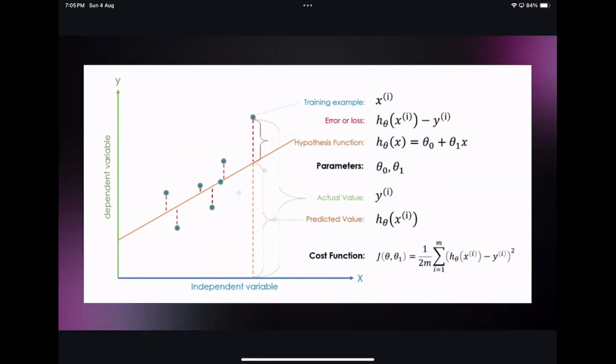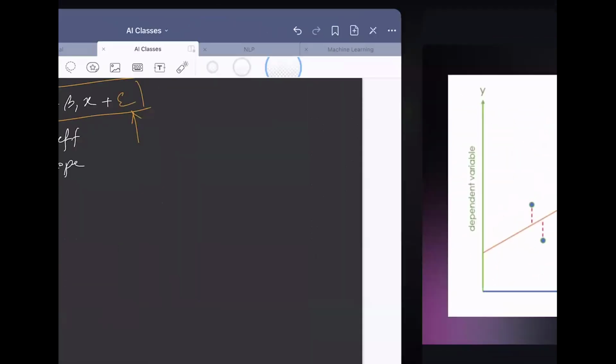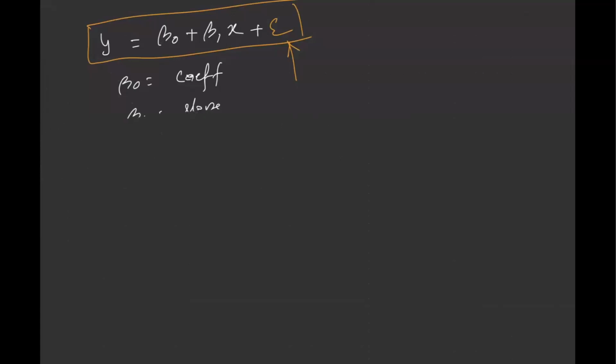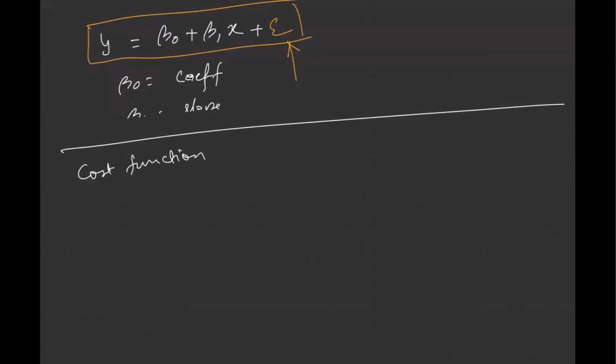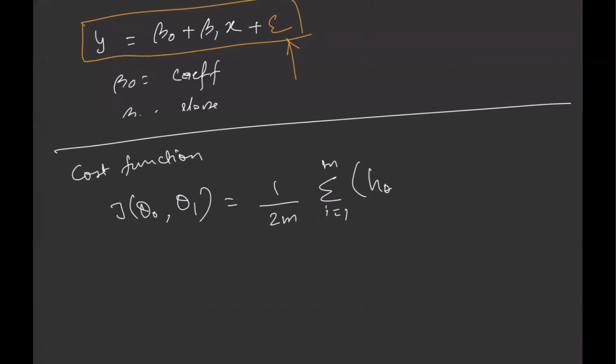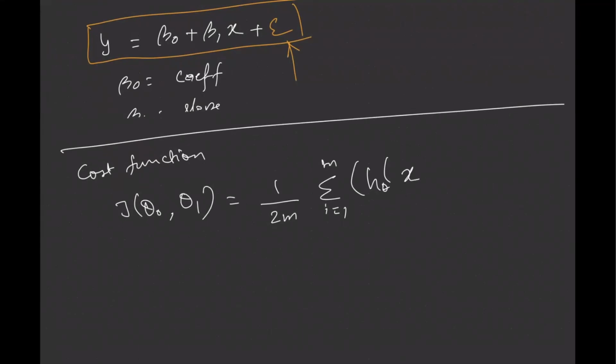So training example, error, loss. I'm going to write down something from here. Don't mind, I'm going to copy this because this is going to be important. It's a cost function, okay? So we're going to do something with the cost function. I'll talk about what the cost function is. It's J of theta 0, theta 1, equal to 1 by 2m, summation of h of x i minus y i.